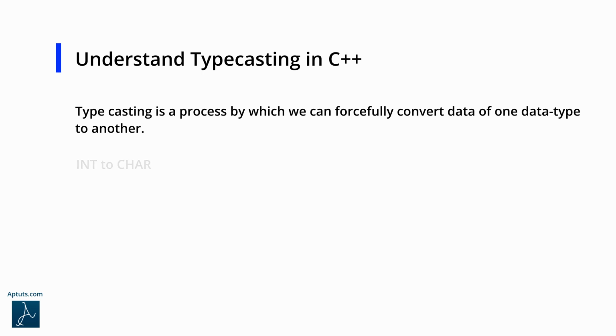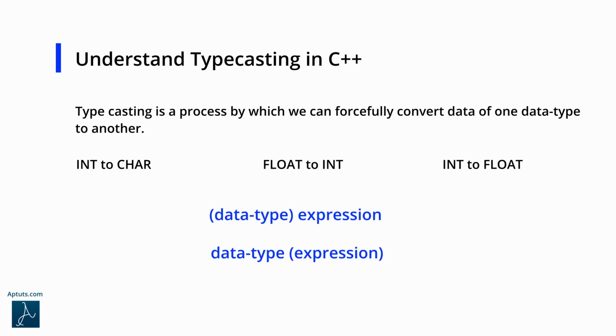For example, if I want to convert integer to char or float value to integer or an integer value to float, it is possible to do that by using typecasting. In order to do typecasting, we need to make use of cast operator. Cast operator takes one of the following format.